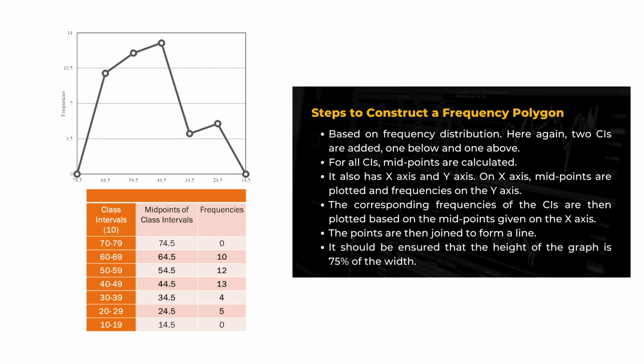So when we plot the midpoints, these midpoints are joined, and thus it forms a line which connects all the midpoints of all the class intervals. However, it should be kept in mind to watch the height of the graph. This is important, otherwise it becomes very disproportionate. So it should be 75% of the width. So these few things are important while we are constructing a histogram or a bar graph or a frequency polygon. That ratio, that proportion, the height and width should be proportionate. We should take care of that while we are plotting.